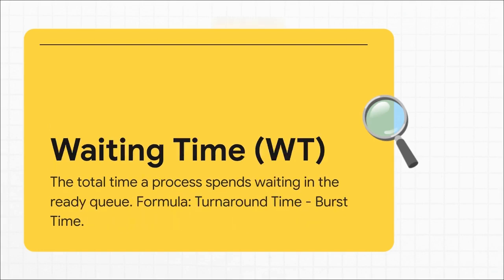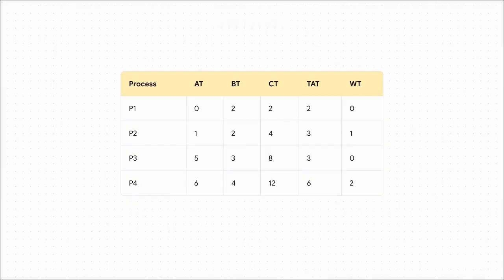Next is waiting time. Out of that total turnaround time, how much was just spent, well, waiting? Waiting in line for the CPU to become free. The formula is simple. Just take the total turnaround time and subtract the time it was actually running, which is its burst time.